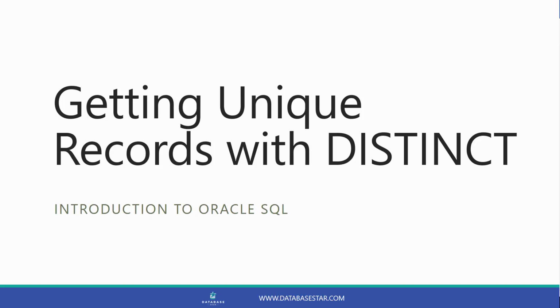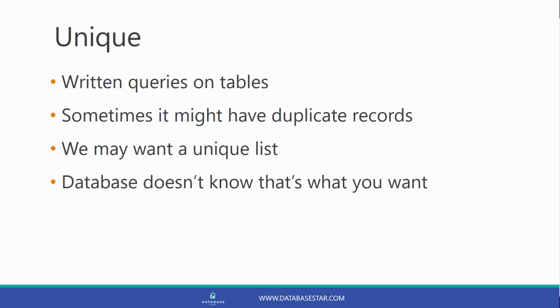Getting unique records with distinct. With the queries we have written so far, we look at data in a table and filter the records based on some criteria. Sometimes we can end up with results that look like they have duplicate records, but you might want to see a unique list or remove the duplicates.